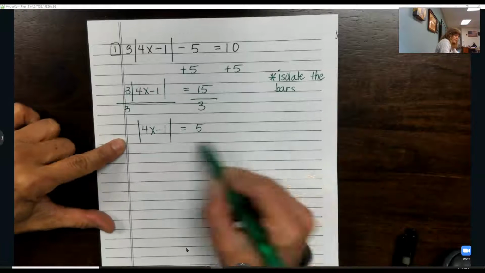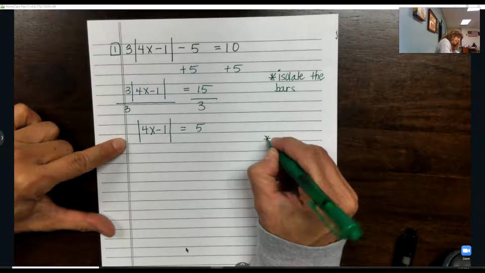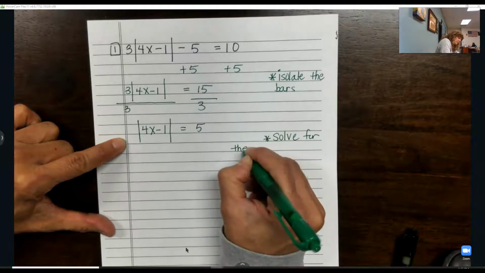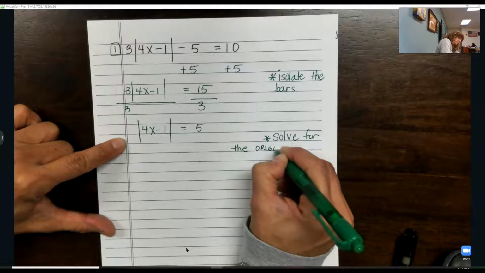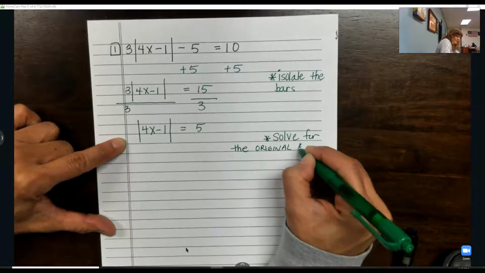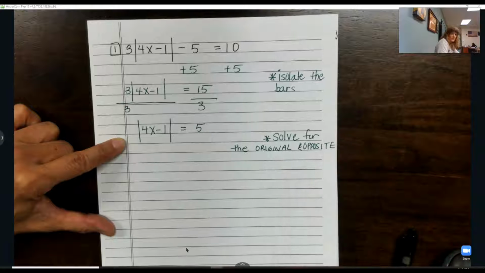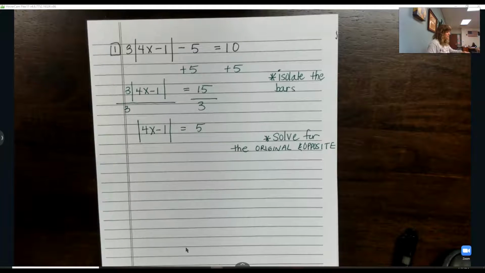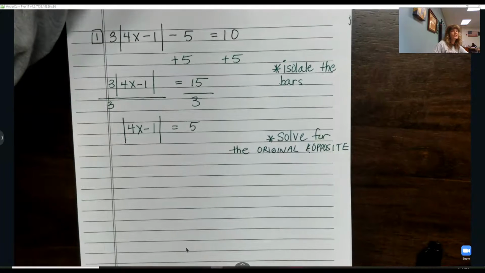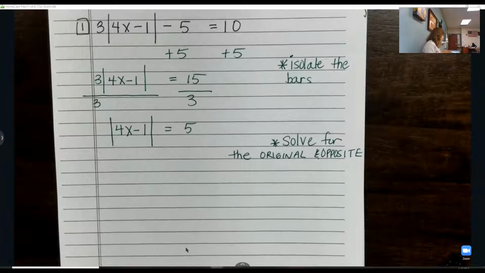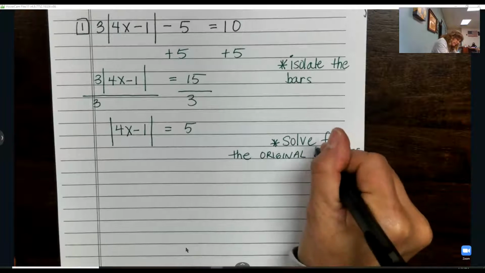So now that we've isolated the bars, the next step is to solve for the original and the opposite. So absolute value equations are kind of like bargain equations. You guys are so lucky, because when there's only one of these, you get to solve them twice. 2 for 1. Oh, that's an and sign.